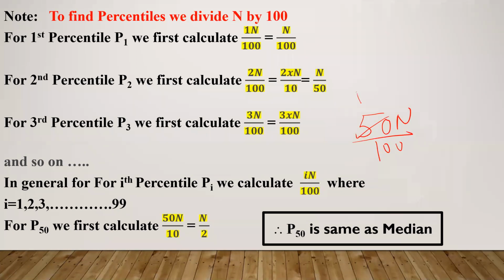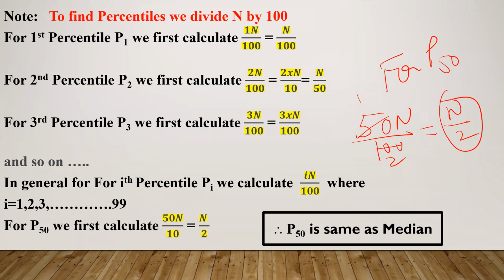Now 50 divided by 50 is 1 and 100 divided by 50 is 2. So 50n by 100 will be the same as n by 2. So for P50, we first calculate n by 2, and therefore P50 is the same as median. It will come exactly in the center. So remember that.